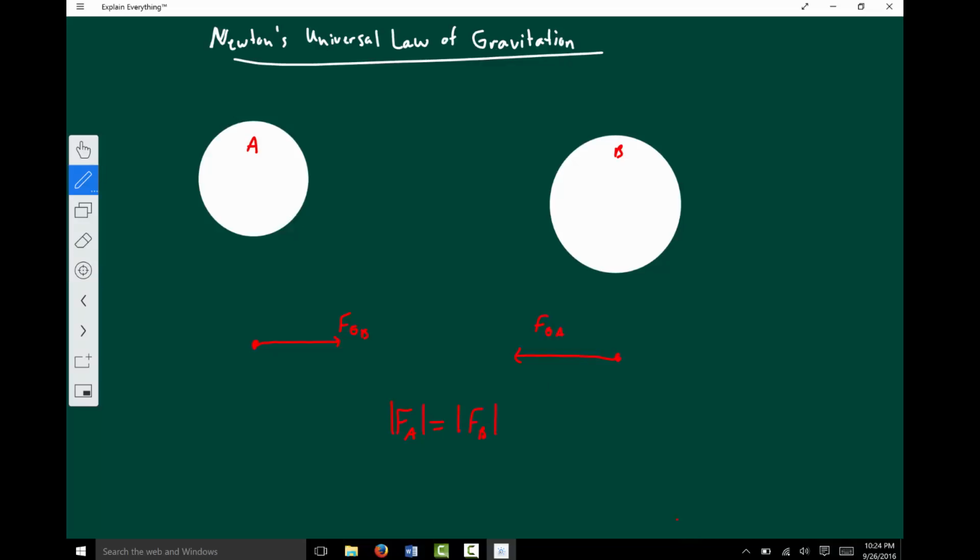Okay, so there's an equation attached to this. The equation here is F sub g is equal to the gravitational constant times mass number 1 times mass number 2, divided by the distance between those two masses squared.